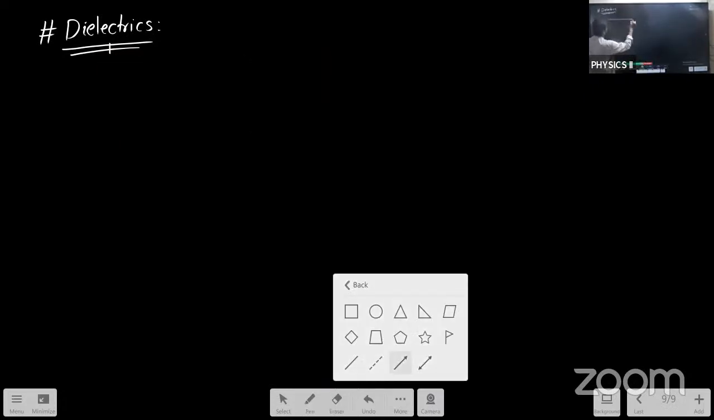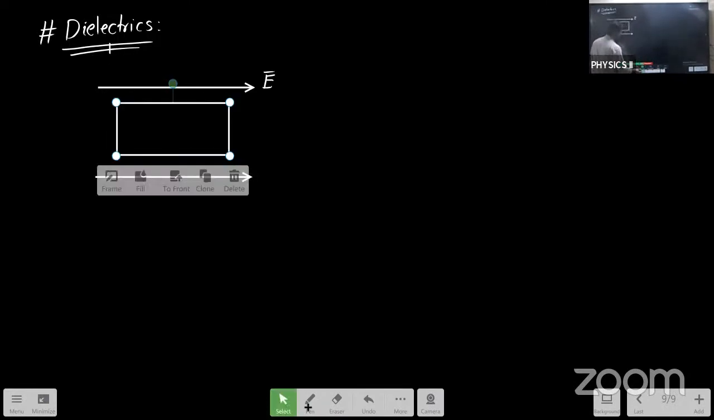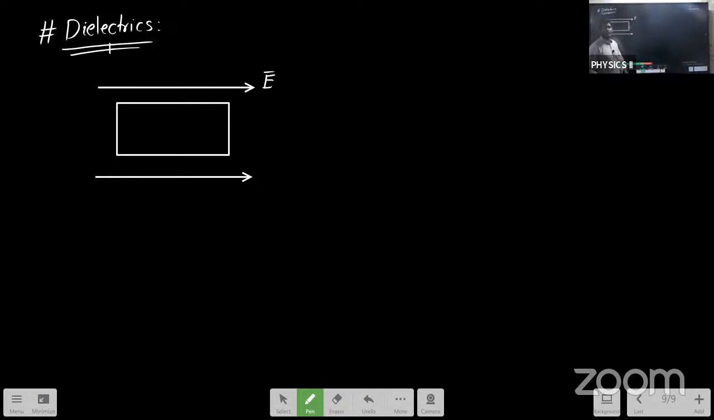Let us consider one uniform electric field here. Here we are having uniform electric field E bar. In this uniform electric field, I have placed a dielectric material. Let us consider a dielectric material here. Whenever you place a dielectric material in a uniform electric field, what will happen? The material gets polarized. What does it mean? All the positive charges will get accumulated at one particular position and all the negative charges will get accumulated at another position.